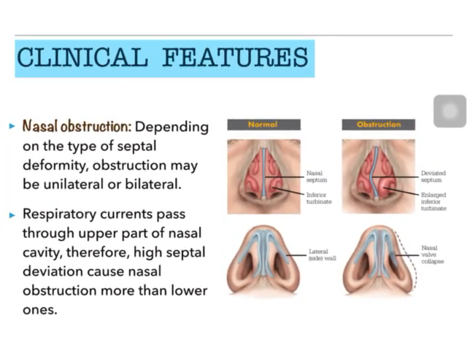Coming to the clinical features, nasal obstruction. Depending on the type of septal deformity, obstruction may be unilateral or bilateral. Respiratory currents pass through upper part of nasal cavity. Therefore, high septal deviation cause nasal obstruction more than lower ones.